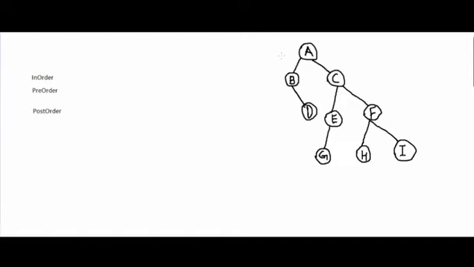As you can see, first let's solve it for the in-order. Here you can see that the root will come in between, so I will take its left part first. In in-order we have to place the left first. So we will move from A to B. B is the root here, with D as the right part, and at the left part we do not have anything.